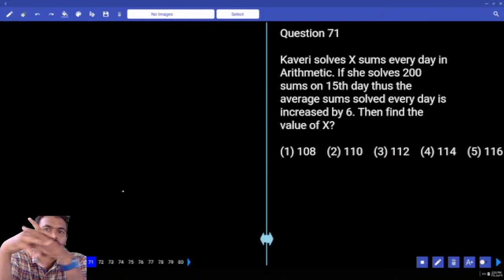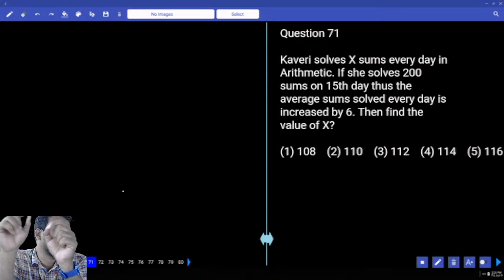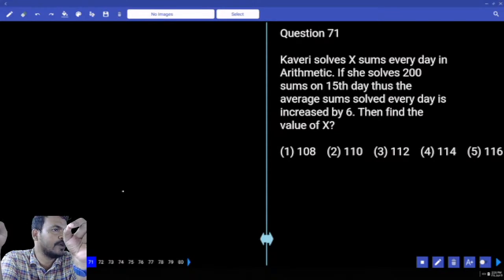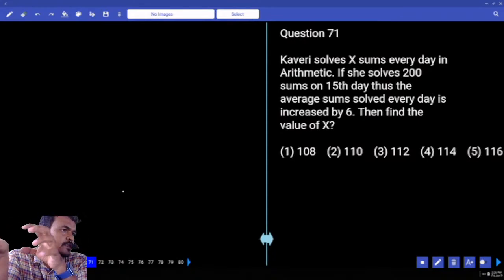110. 200 is including X or without X? Including X. Every day how much value is increased? After 15th day the average is increased by 6, means every day how much value is increased? 6. 15 days how much value is increased? 90. Out of 200, increased value 90 means without increased value 110. That 110 is X value or not?